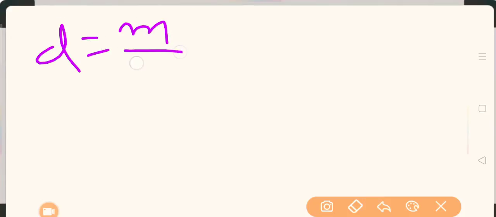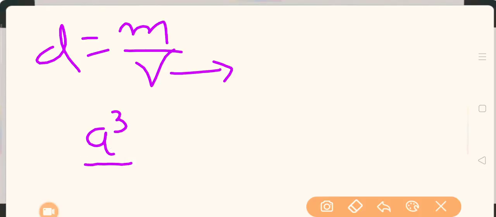Then next is volume of unit cell. Density is equal to mass divided by volume. So volume of unit cell is equal to a cube, where a is the edge length of the unit cell. By practically applying X-rays on a substance we can find a, that means the edge length or distance between two nearby atoms. Then we can cube it, so you will get the volume of unit cell.